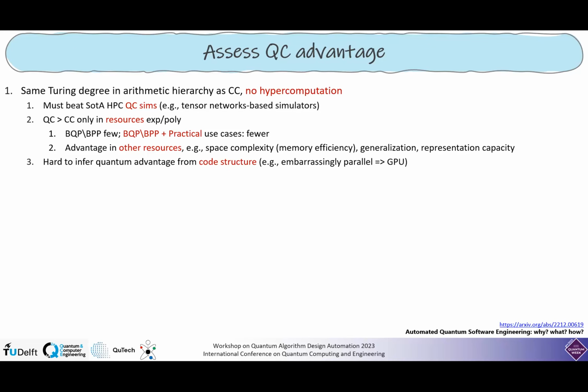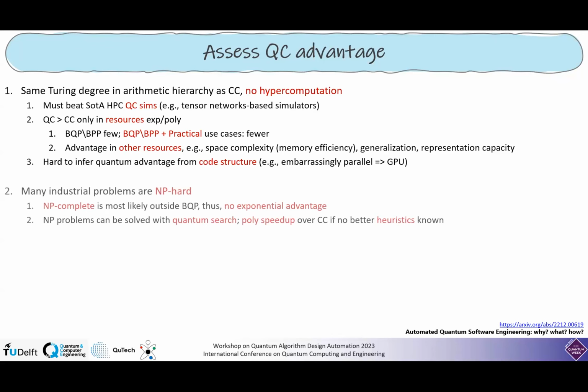But there can be other resources where quantum can be valuable, for example, in generalization, learning, or representation capacity. For example, kernel methods are not specifically based on time speedup. What becomes difficult is that directly from the code structure, you cannot really understand if you are going to get a quantum advantage. For example, a quantum adder alone gives you no speedup, but if it's part of a quantum algorithm, you have to use a quantum adder so that the superposition stays while it is being added.